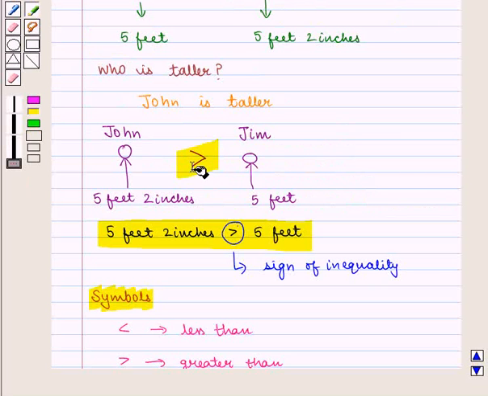Now look at this sign, that is the greater than sign of inequality. Its mouth is open towards the quantity which is greater and it's closed towards the smaller quantity. Here, as 5 feet and 2 inches is greater, so the mouth of sign is open towards 5 feet and 2 inches and closed towards 5 feet.